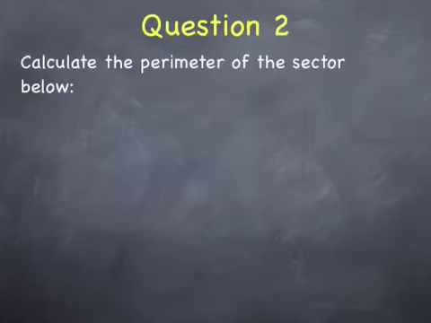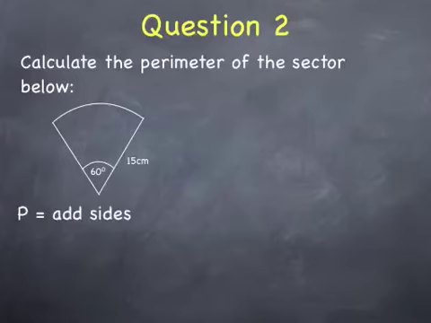Okay, question 2. We now have a perimeter of a sector. A sector is like a piece of pizza. It has an angle and a radius. All right, it's actually got 2 radii. Calculate the perimeter now. Press pause and play when you're ready. Okay, perimeter equals add sides. That's our basic formula. So let's add all the sides of the perimeter of the sector together. We've got 15 centimeters and another 15 centimeters. That's the 2 radii, plus the arc length. So we've got 30 centimeters plus the arc length. Don't forget those 2 radii. Some people do.